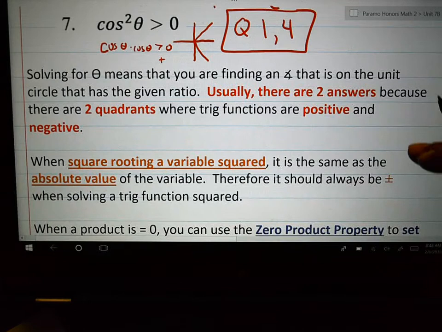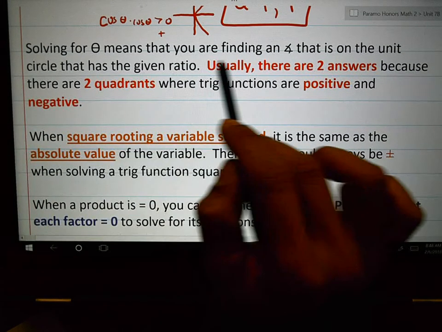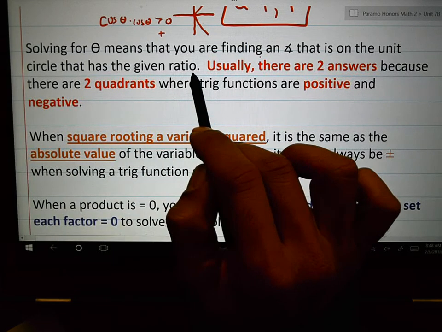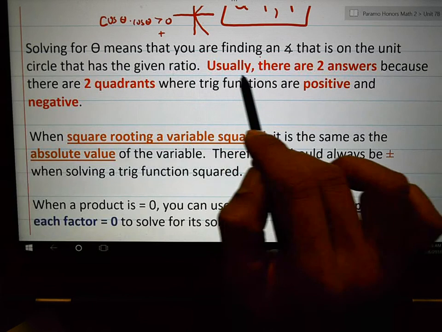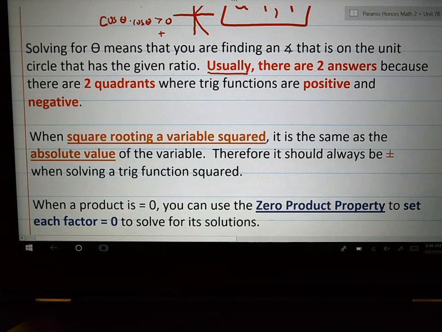The other things that we wrote down in our notes: solving for theta means you are finding an angle that is on the unit circle that has the given ratio. That's what we're going to spend the majority of our time doing. Usually there are 2 answers. Now notice I said usually. That means that there is a possibility of having one answer, and there is even a possibility of having no answer, something that's undefined.